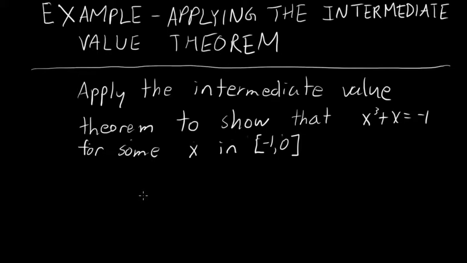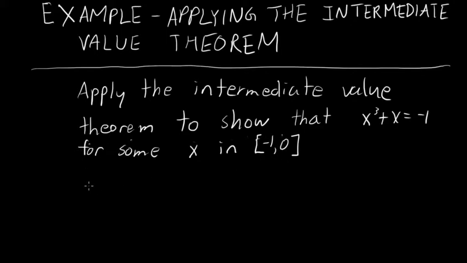In this video, we're going to be working an example involving application of the intermediate value theorem. In particular, we're asked to apply the intermediate value theorem to show that x cubed plus x equals minus 1 for some x in the closed interval minus 1 to 0, inclusive of both minus 1 and 0.